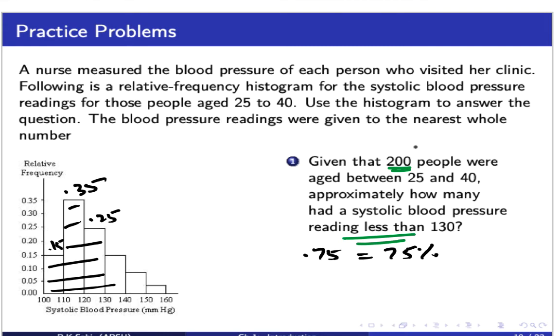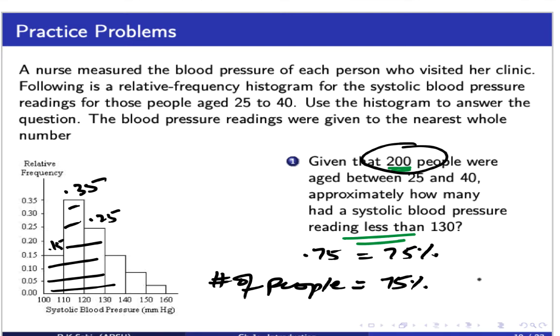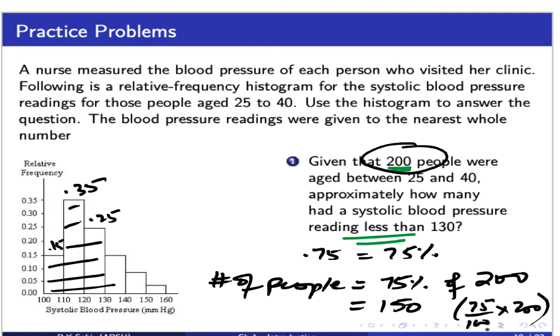Now what we are also given is that there were actually 200 people. So the number of people would be 75% of 200. What are we going to get, guys, the answer to be? 150. In other words, you say 75 over 100 times 200. That's what you do. So the answer is 150.